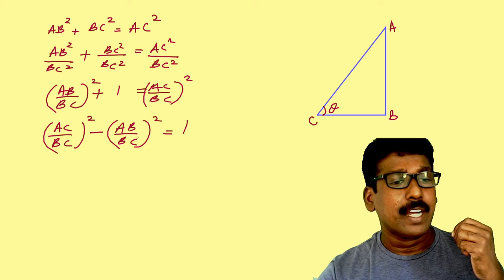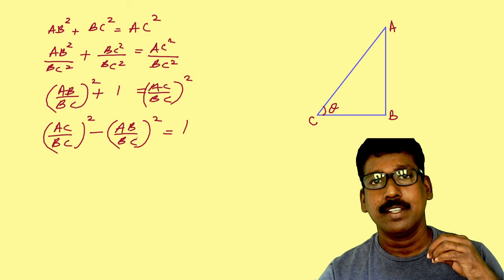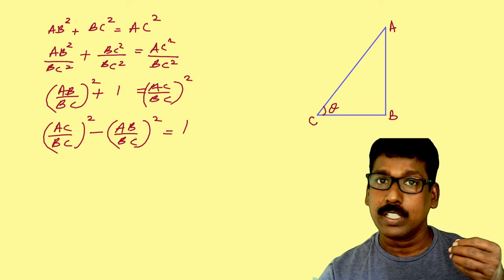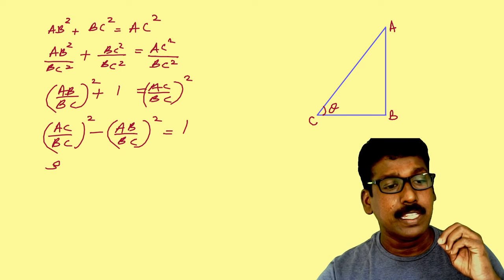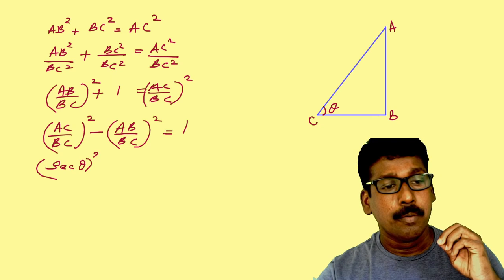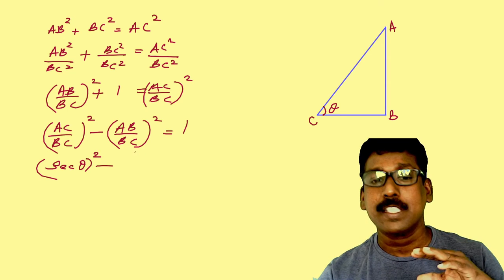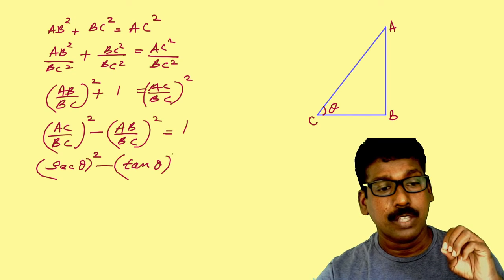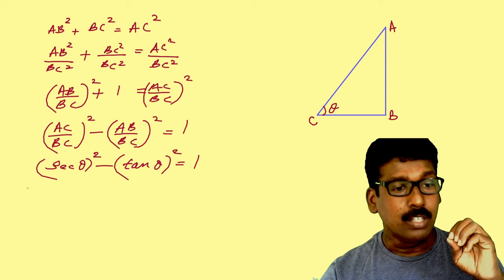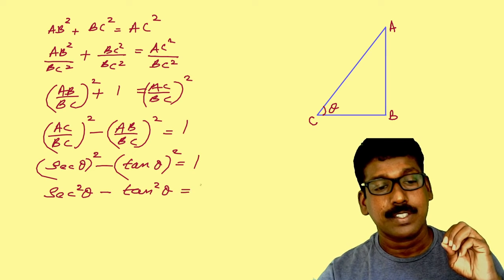Now according to angle theta, what is AC by BC? AC is the hypotenuse, BC is the adjacent side. Adjacent side by hypotenuse is cos theta, so its reciprocal will be sec theta. So this you can write as sec theta whole square minus AB by BC. AB by BC is opposite side by adjacent side, that is tan theta. So it is tan theta the whole square is equal to 1, or this you can write as sec square theta minus tan square theta is equal to 1.